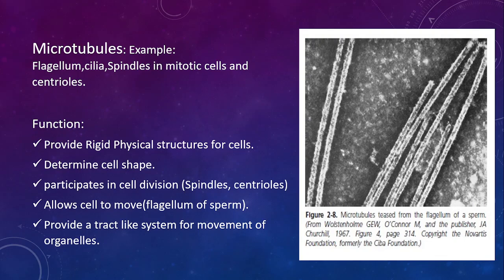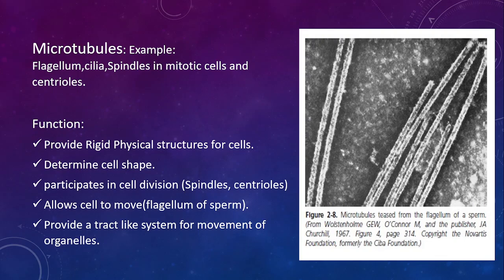That means for the cell structure to be maintained, they need microtubules, and they also determine the cell shape. Without the help of microtubules, the definitive type of cell shape maintenance will not be possible. And it also helps in forming spindles and centrioles in cell division.